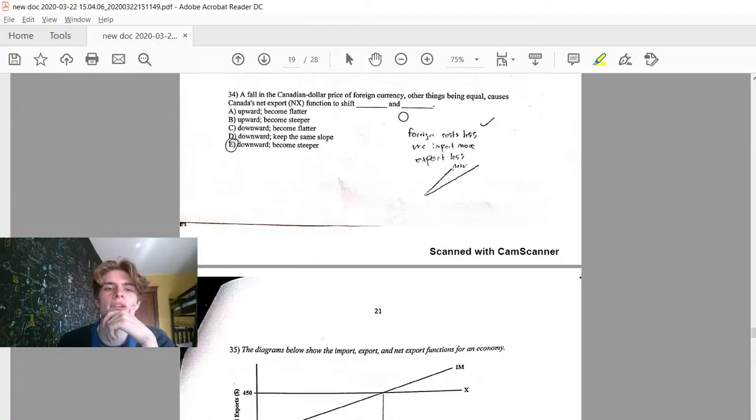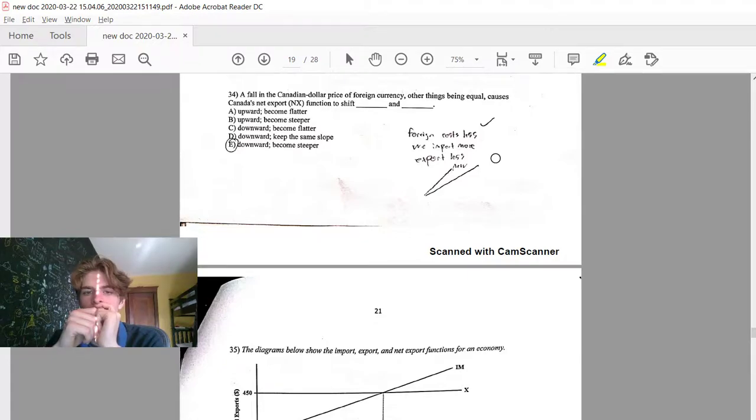A fall in the Canadian dollar price of foreign currency, all other things being equal, causes Canada's net export function to shift. What happens if there is a fall in the Canadian dollar price of foreign currency? So that means foreign costs less, we import more, and export less. Fall in the Canadian dollar price of foreign currency. So it costs us less to buy foreign currency. The exchange rate goes up in our favor. Our dollar appreciates.